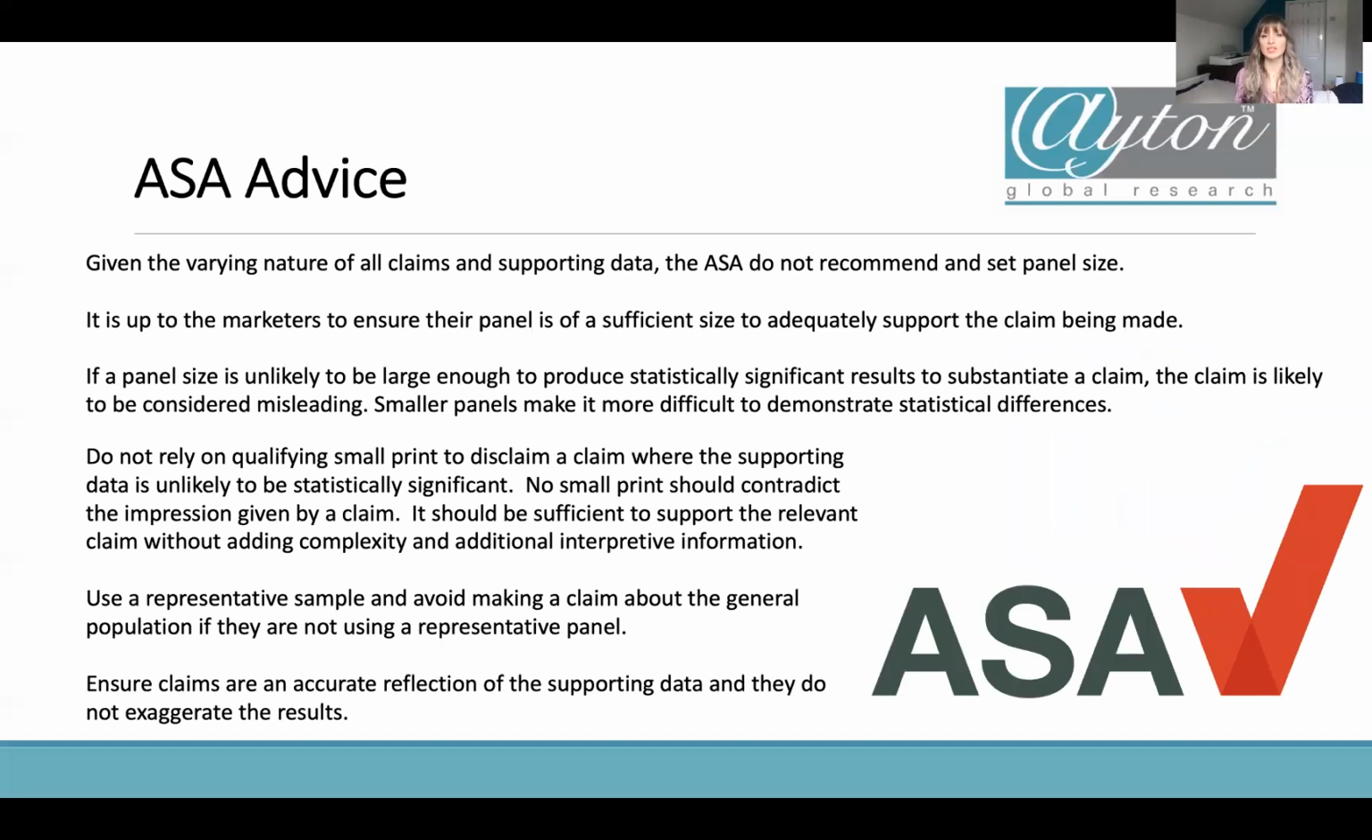So the next thing to think about is the panel. So I really wanted to bring up some of the ASA advice, because one of the biggest things we always get is, what is the panel size for this consumer study? It is something that cannot be pinpointed.